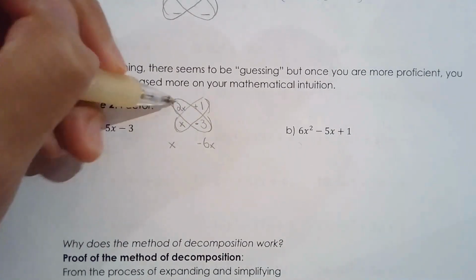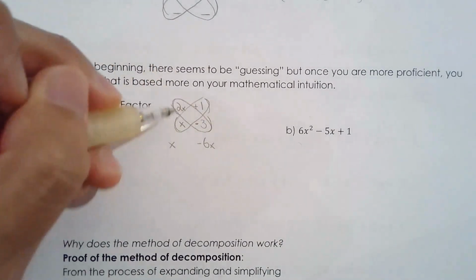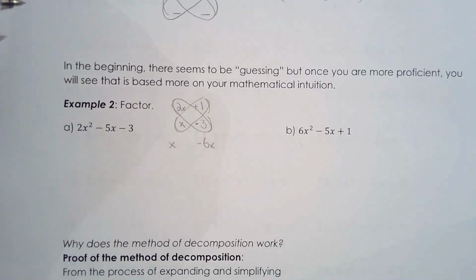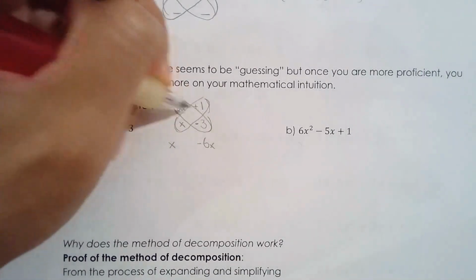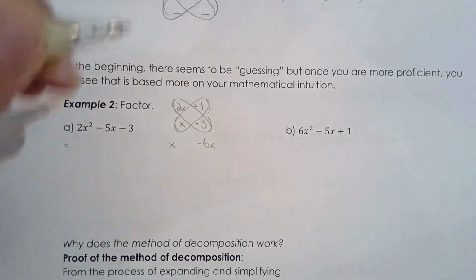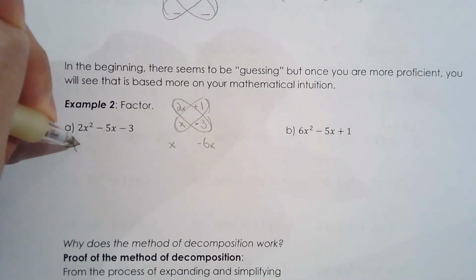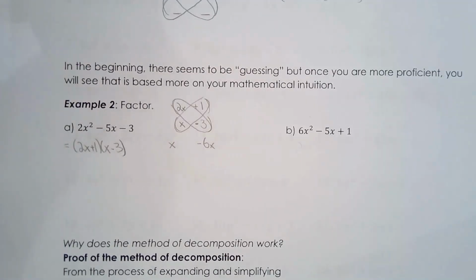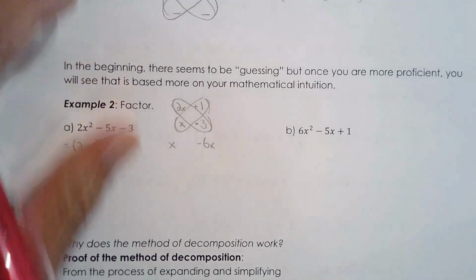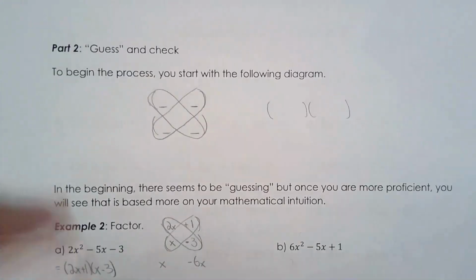This will give you 2x squared. This will give you -3. The diagonals will simplify to -5x. You're basically putting terms here until it works out. That's the guessing element of it. But once you do this enough times, you'll realize you're not really guessing. Okay, so let's go back to our diagram up top.